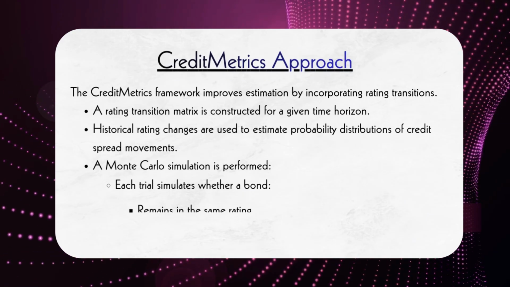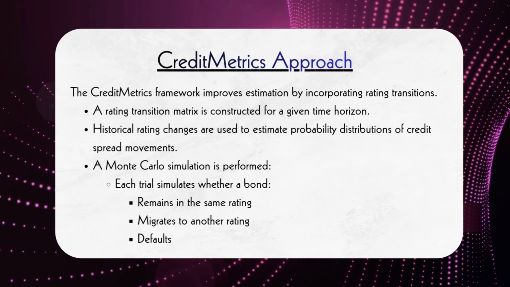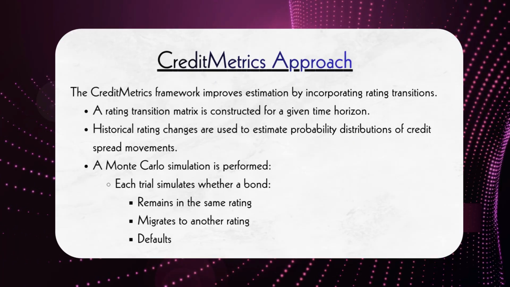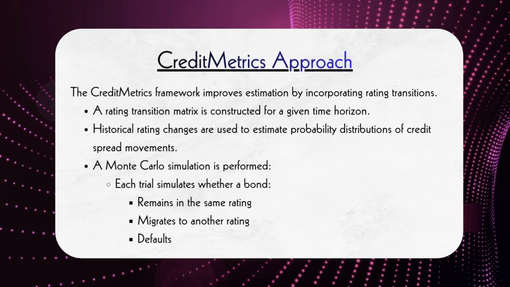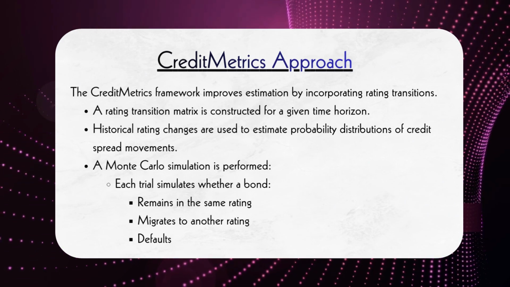To overcome these issues, we use the CreditMetrics approach. In this method, we build a rating transition matrix that shows the probability of a bond moving from one rating to another over a given time period. Then, using historical data, we estimate how credit spreads behave for each rating category.